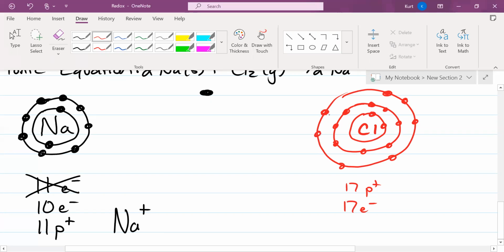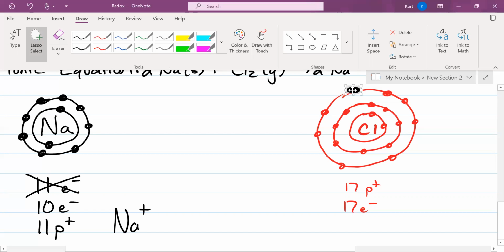Is chlorine stable? No, it isn't. Why is it not stable? It needs to have 8 on its outermost energy level. It does not have 8, it has 7. So it is starving for one more. Where do you think it's going to get it? From sodium.